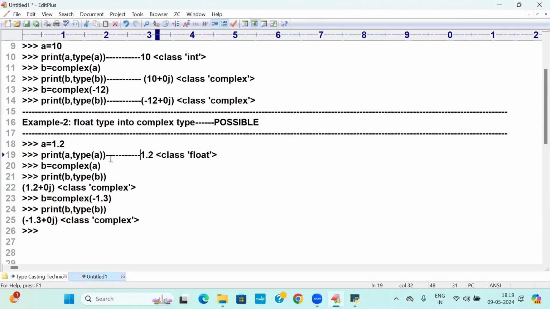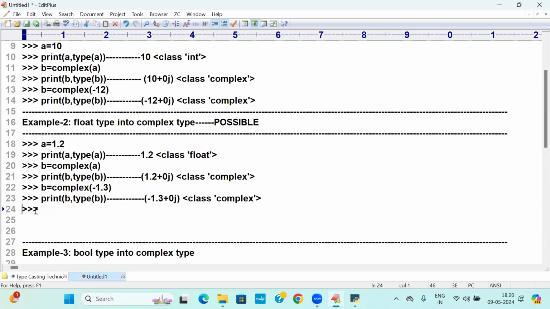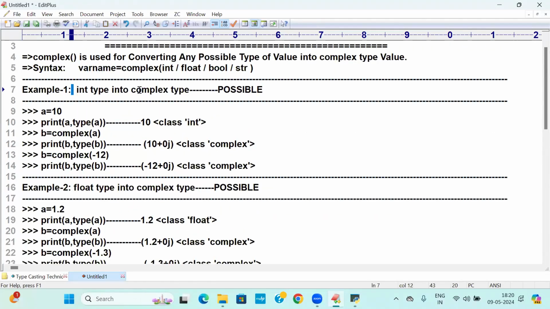And here it is going to be like this. Here it is going to be like this. And this is the data. So here, this is our data available now. This is about float type into what type? Complex type is possible. Int type to complex type is also possible.